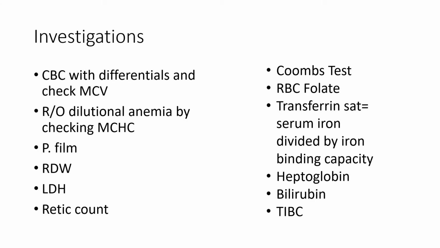Important investigations in case of anemia are the CBC with differentials and also check the MCV. We have to rule out dilutional anemia. Check the P-film, red cell distribution width, LDH, retic count, Coombs test, RBC folate, transferrin saturation, that is the serum iron divided by iron binding capacity, haptoglobin, bilirubin, and TIBC.